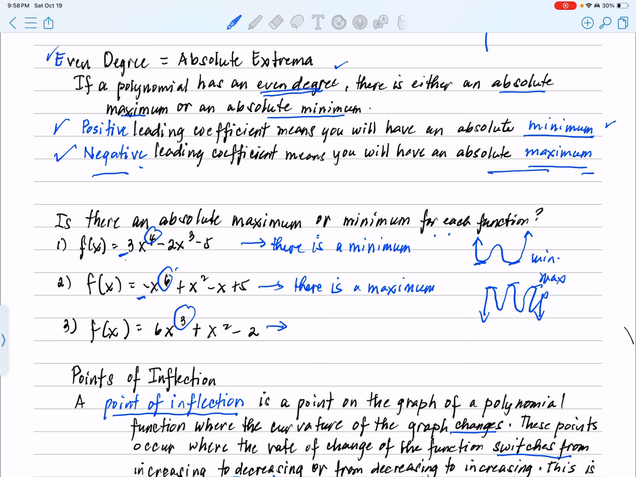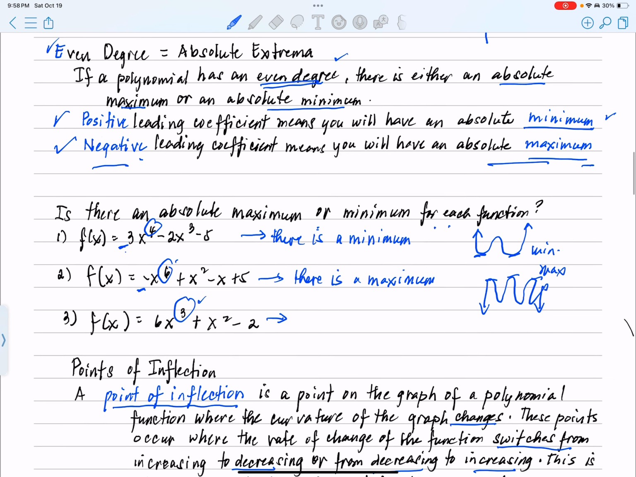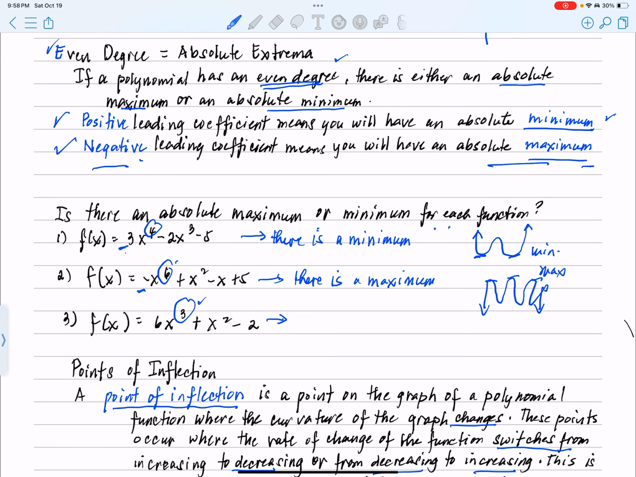Now here, you have an odd. So that doesn't go with the even degree absolute extrema. So none. No. It's not guaranteed. No maxima or no minima. Okay? 1, 2, 3, 4.